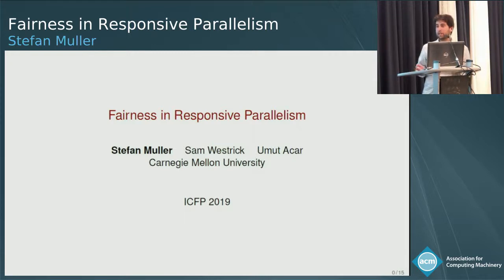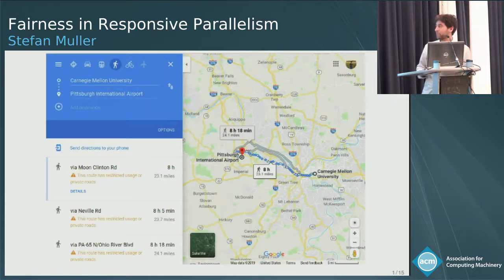So let's begin by supposing that I'm a robot, and I want to find my way from my office at Carnegie Mellon to the Pittsburgh airport so I can come to ICFP. So I can begin by finding my route from Carnegie Mellon to the airport, which roads to take and so on, using an interface that looks suspiciously like Google Maps.